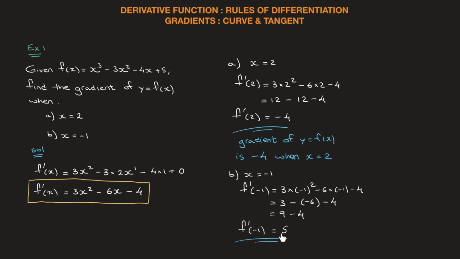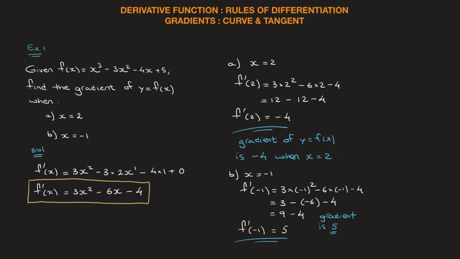And we're done. The 5 we have here is the gradient of y equals f of x at the point along the curve's length whose x-coordinate is -1. And on the side here, I'll quickly write gradient is 5. And we can picture these gradients of -4 and 5 with a quick sketch of the function's curve.